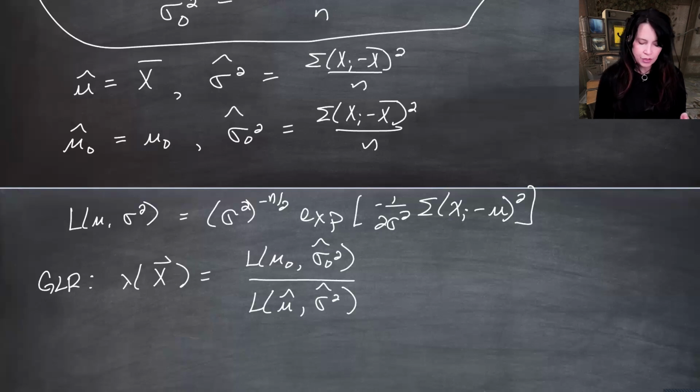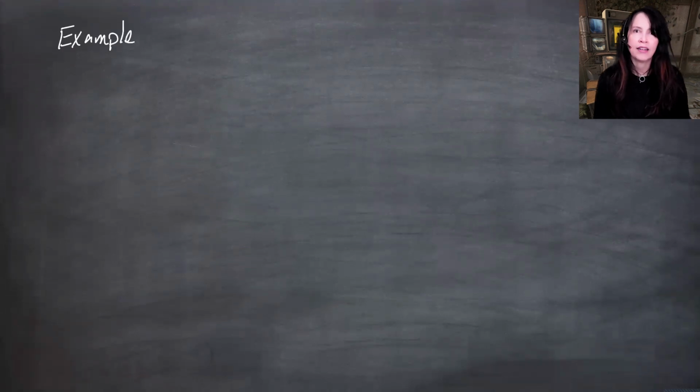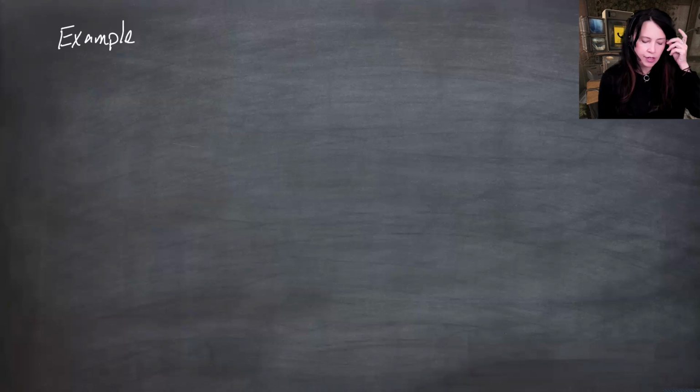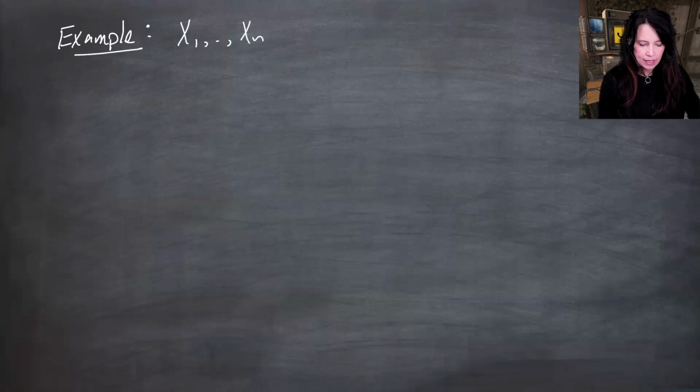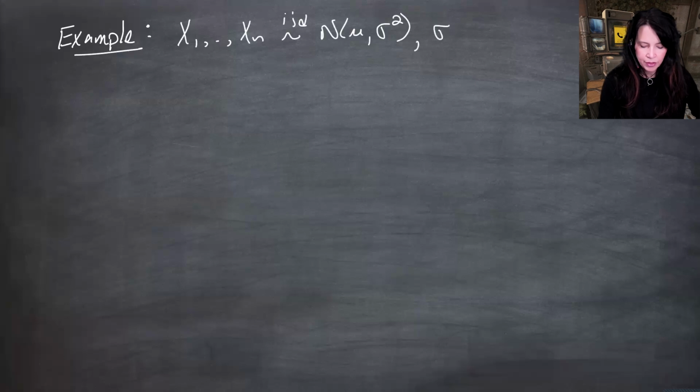Before moving on to finding an actual GLRT, to actually doing the test, I want to do one more example. So far, we have had all simple null hypotheses. Suppose we have x1 through xn, IID, normal, mu, sigma squared. And because this is going to get complicated enough as it is, I'm going to assume that sigma squared is known. So there's only one unknown parameter here.